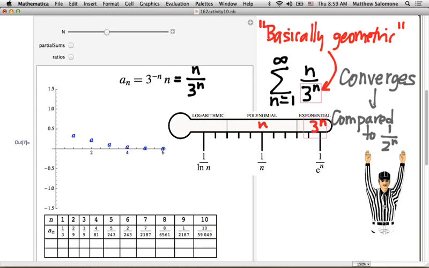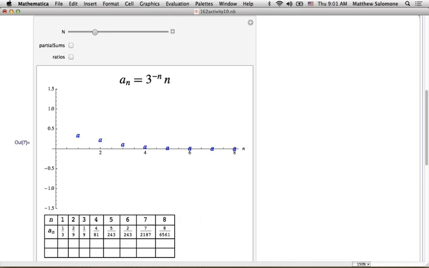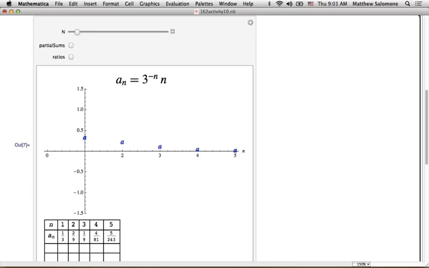And what the ratio test does for us is it makes that intuition precise. It tells us exactly in what sense we can say that a series is basically geometric, even if it's not exactly geometric. So here's the idea. We're looking at the first few terms of this series over here. Maybe I'll even look at the first, let's just look at the first 5 or something like that. So here are the first 5 terms of this sequence.